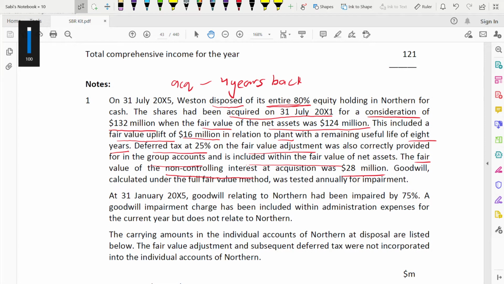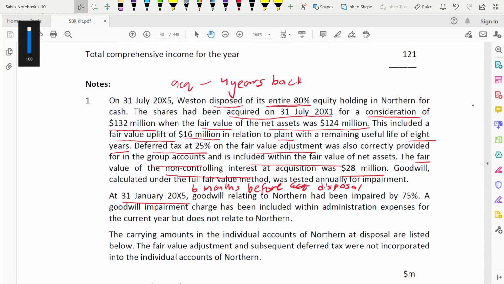So at 31st January 2005. Okay, when is the date? Look at the date. This is 31st Jan and you disposed it at 31st July. So Feb, March, April, May, June, July, 6 months before the date of disposal. Okay, I will write 6 months. This is called annotation. You annotate, so that you don't forget. 6 months, sorry, 6 months before disposal, not acquisition.